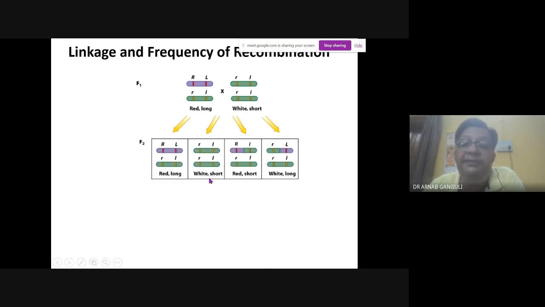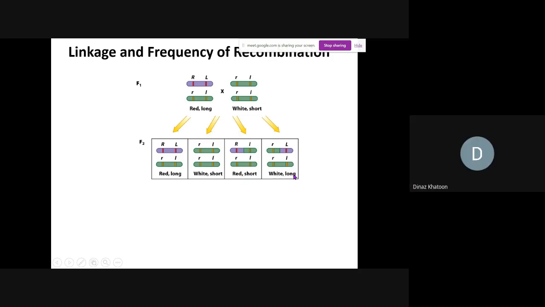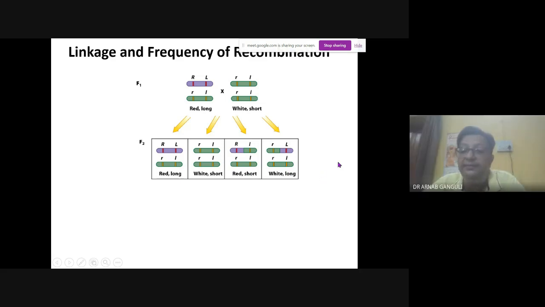And you have in the F2 four types of offspring. One is the coupling phase, capital R, capital L, small r, small l, and this parental, small r, small l, small r, small l, and you have this red short and white long. Capital R, small l, and here you have small r, capital L. So this is red short and this is white long.